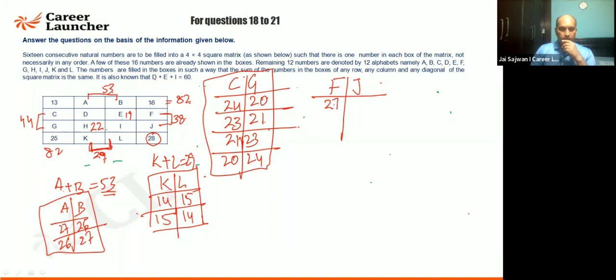So it is 27 is one. I cannot take 27, 26. 25, can I take 25? 25 also I cannot take because 25 is already present here. Can I take 24? Yes.